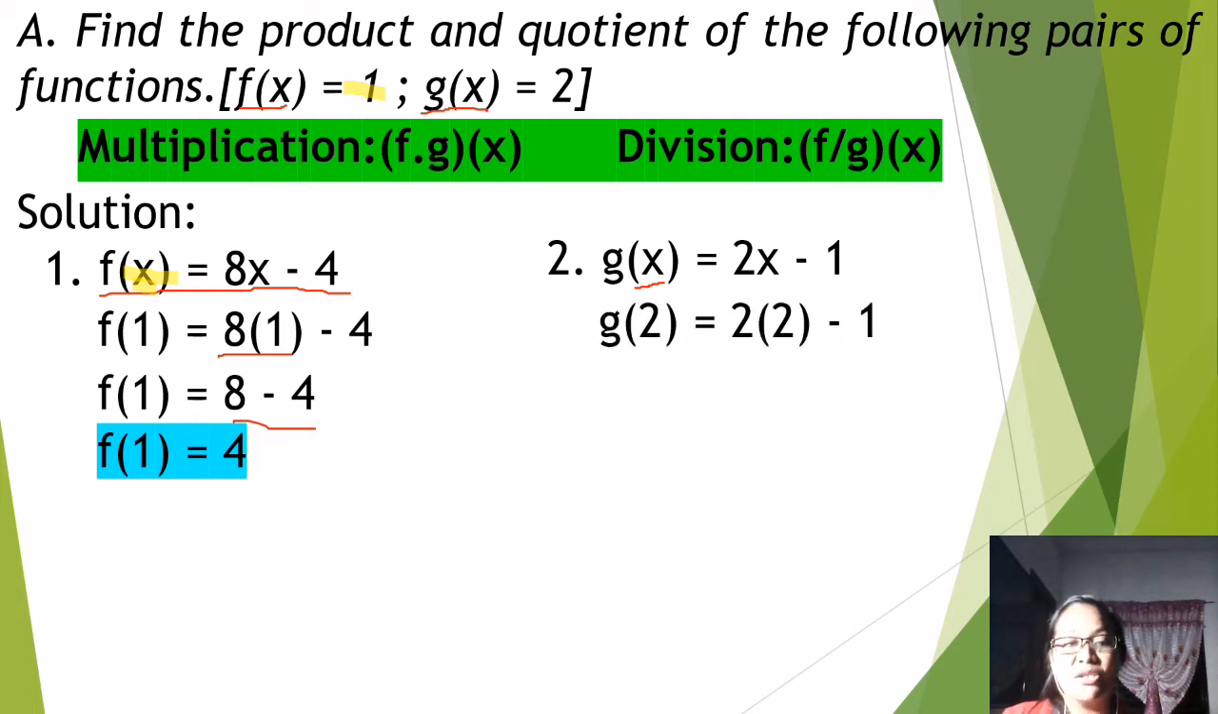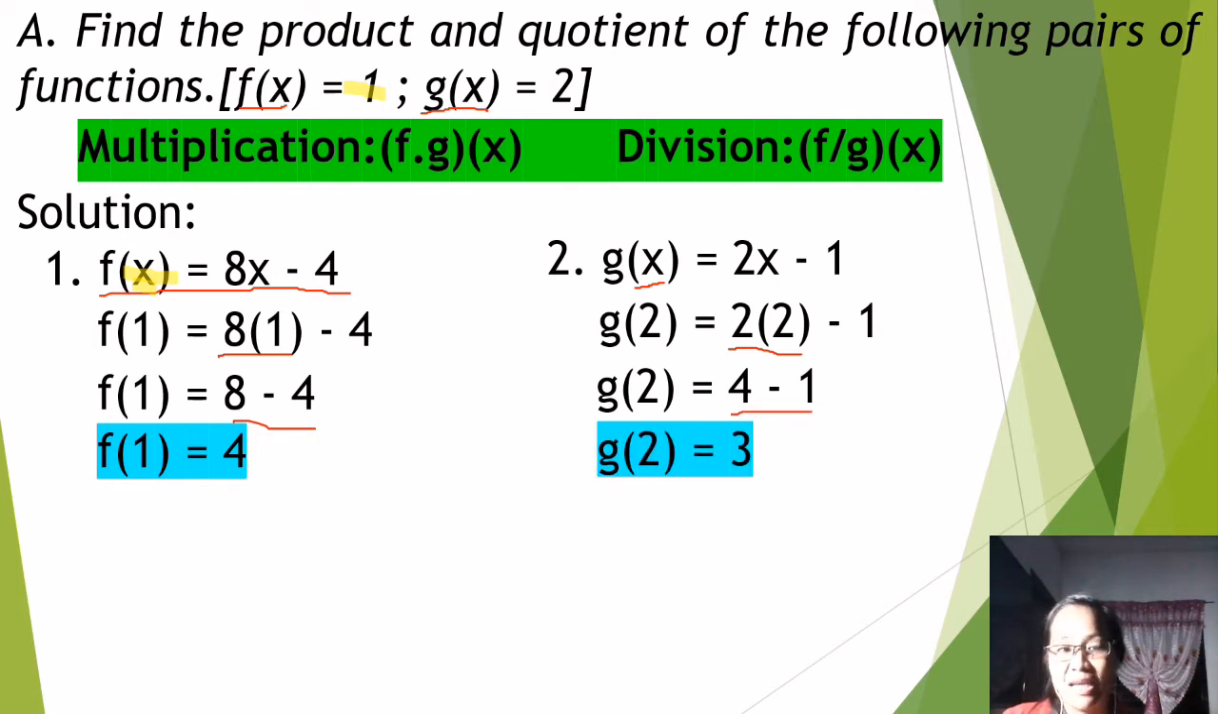So we have g of 2 is equal to, again, copy the constant 2 multiplied by the value of our input x, which is 2, minus 1. Following the order of operation, multiply 2 by 2 first, which is 4 minus 1. So 4 minus 1, we have 3. Therefore, our g of x or g of 2 is equal to 3.